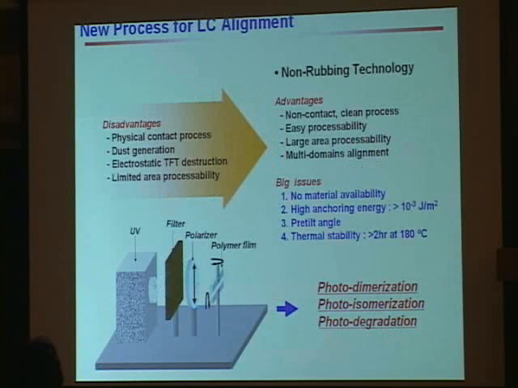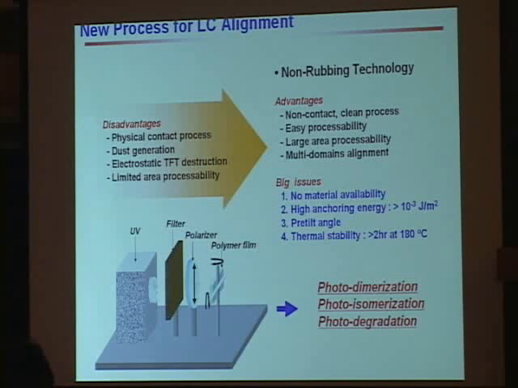And next one is the non-rubbing type liquid crystal alignment method. In the case of the rubbing process, it is a direct physical contact process. So it can cause some problems such as dust generation, and the rubbing process can destroy the TFT by electrostatic charging. So in order to overcome this shortcoming, some people developed a new way using UV light.